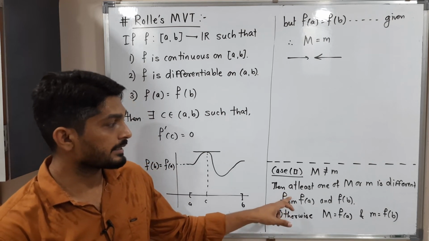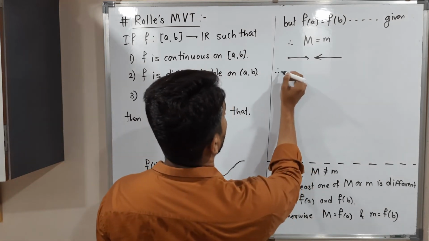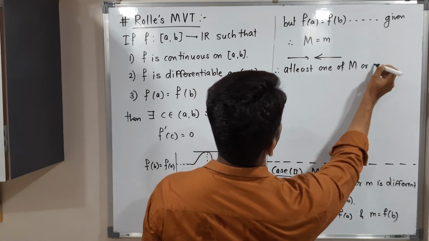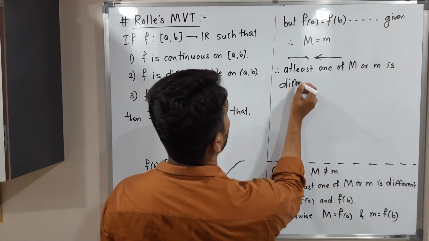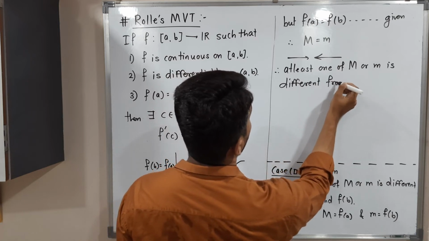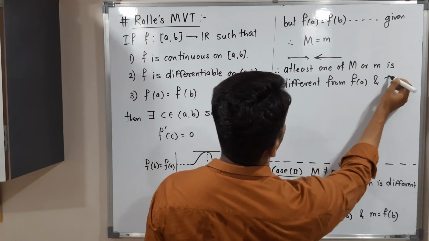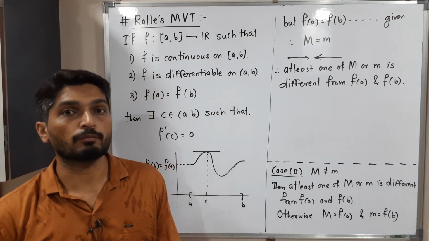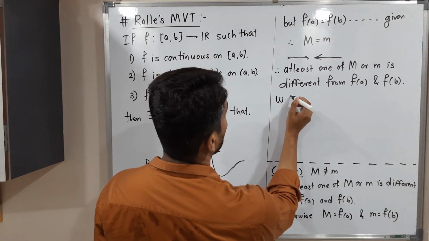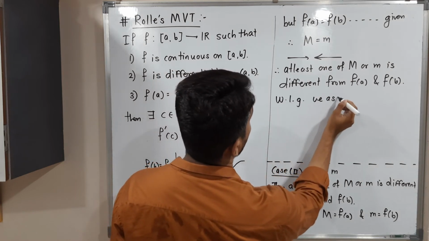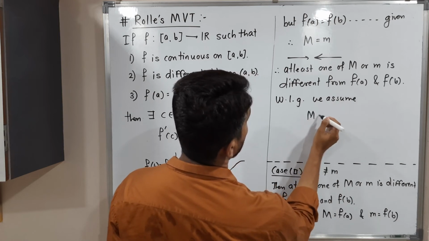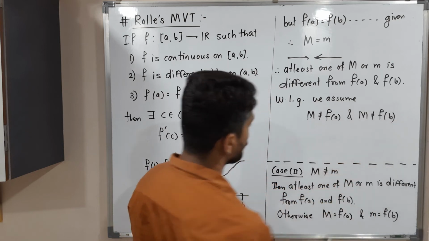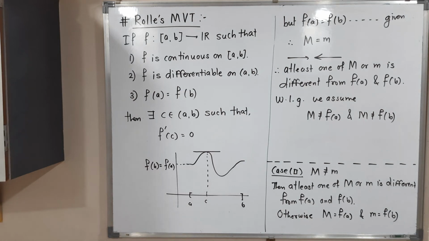So therefore I will rewrite that sentence again. Therefore at least one of capital M or small m is different from f of A and f of B. So yes, without loss of generality we assume capital M is different from f of A and f of B. So without loss of generality we assume M is not equal to f of A and M is not equal to f of B. Okay, so let me remove this part, it is not required, so we will have some more space to write.